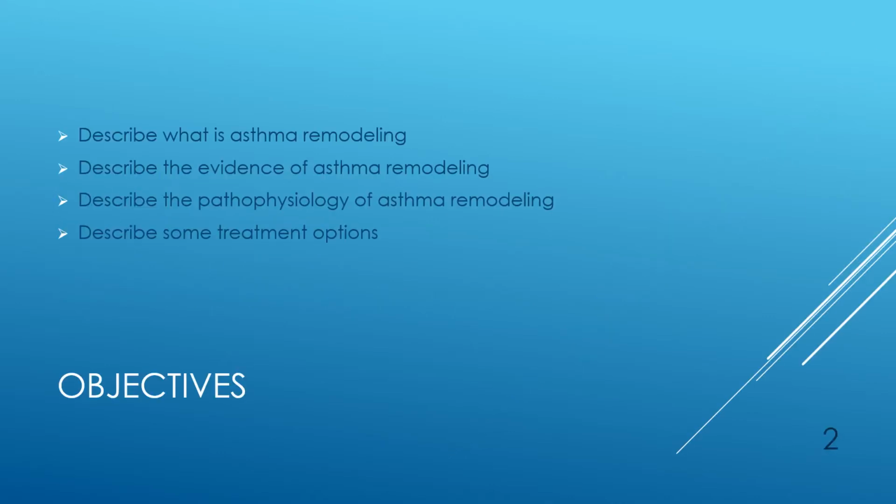So I want to list the objectives of today's presentation. I'm going to first talk about what exactly asthma airway remodeling is. I'm also going to talk about the evidence supporting it. I'm going to talk about the pathophysiology of asthma airway remodeling, and I'll also talk about some treatment options. This is a very important characteristic of asthma, and almost all patients with asthma have various degrees of it.